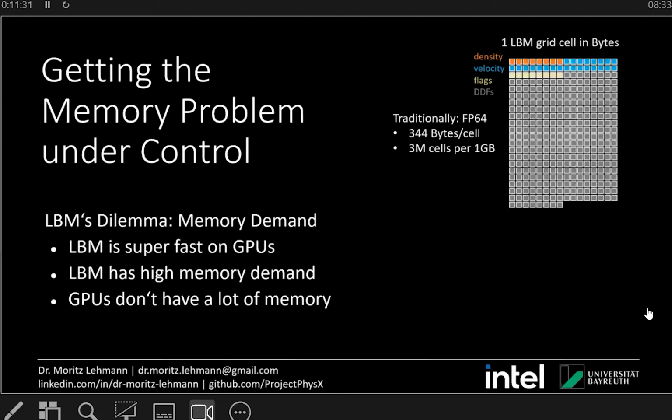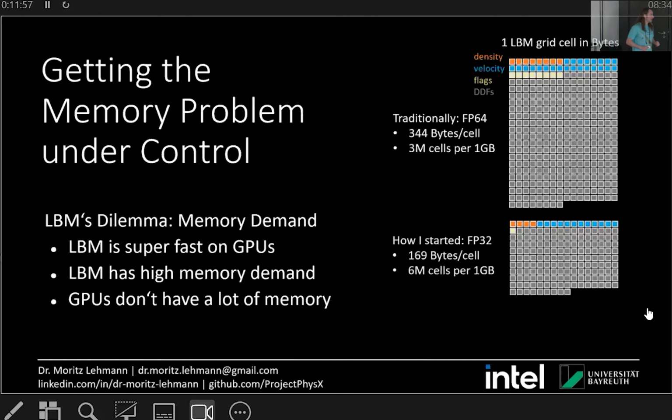and Z, and also a 64-bit integer for the flags, and then all of the gray stuff is the density distribution functions. And you aren't even interested in those because all of the observable variables are the density and the velocity. And yeah, the footprint of this is 344 bytes per cell. It's horrendous. In 1 gigabyte, you can fit 3 million grid cells.